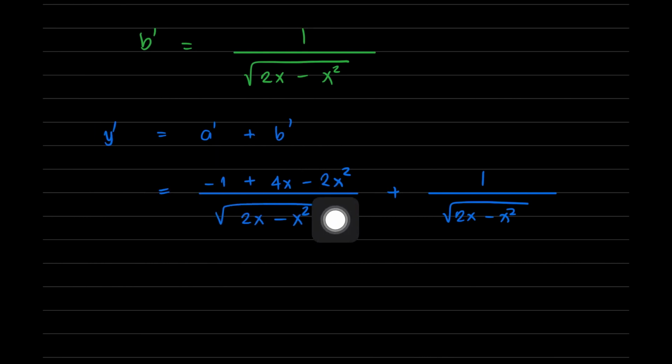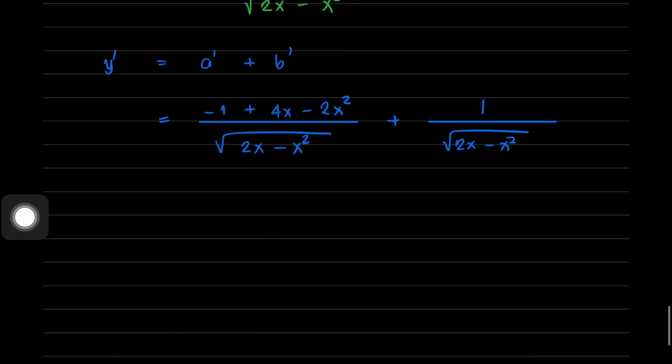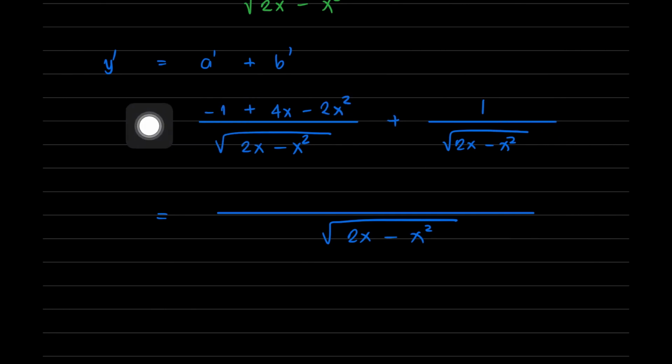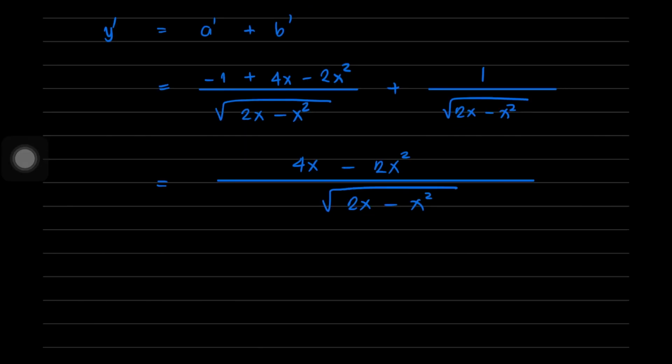Now, if you're going to notice in here, we have a common denominator, so we can combine these two terms. So this is now equal to, the common denominator is 2x minus x squared. So negative 1 plus 1 will cancel out. So that would now be 4x minus 2x squared. Now, if we're going to factor out 2 in the numerator, that would now be equal to 2 multiplied by 2x minus x squared, and the denominator will be written as 2x minus x squared raised to 1 half.